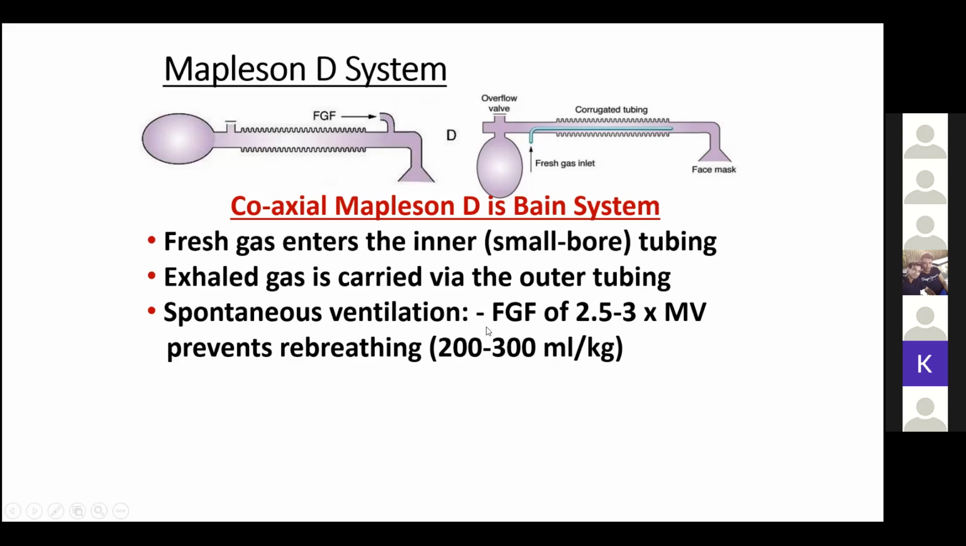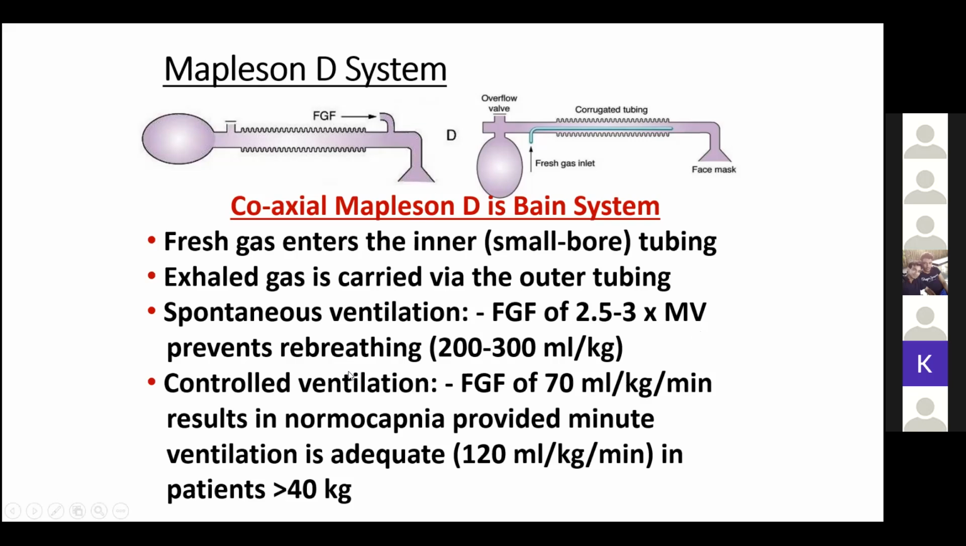Spontaneous ventilation, fresh gas flow of 2.5 to 3 times the minute volume is required to prevent rebreathing, or in short, 200 to 300 ml per kg. Controlled ventilation, fresh gas flow of 70 ml per kg per minute results in normocapnia, provided minute ventilation is adequate. 120 ml per kg per minute in patients more than 40 kg.